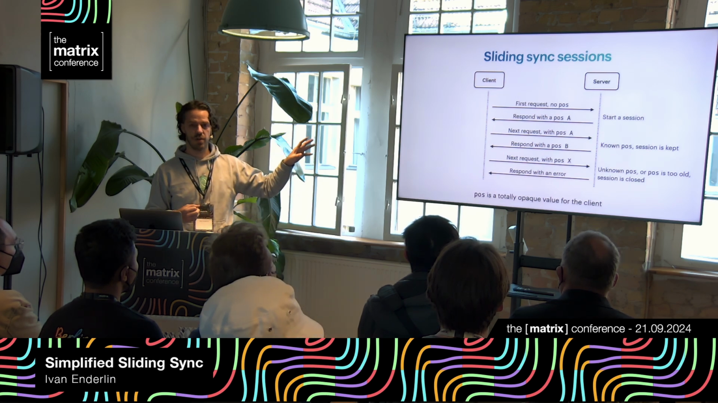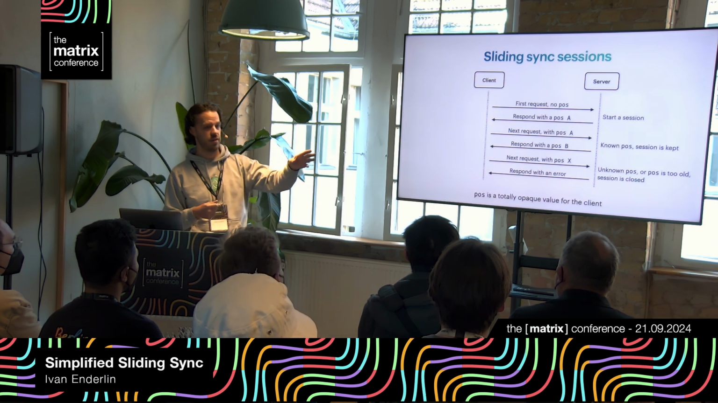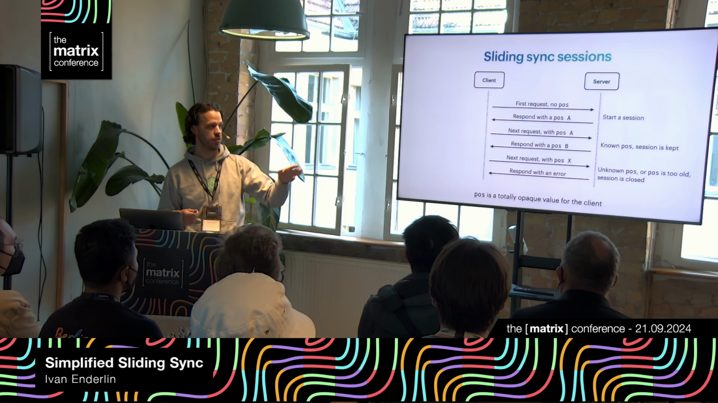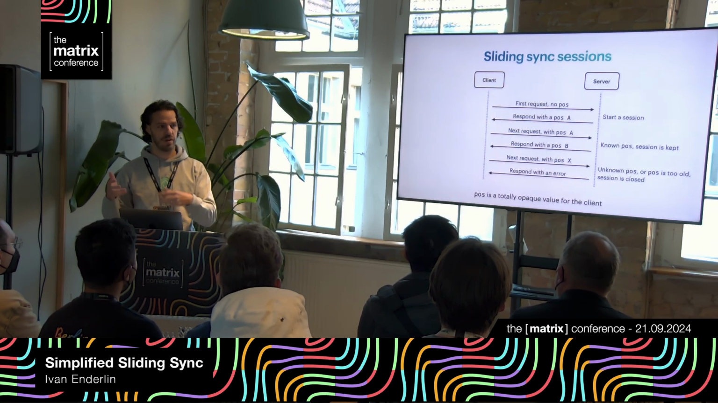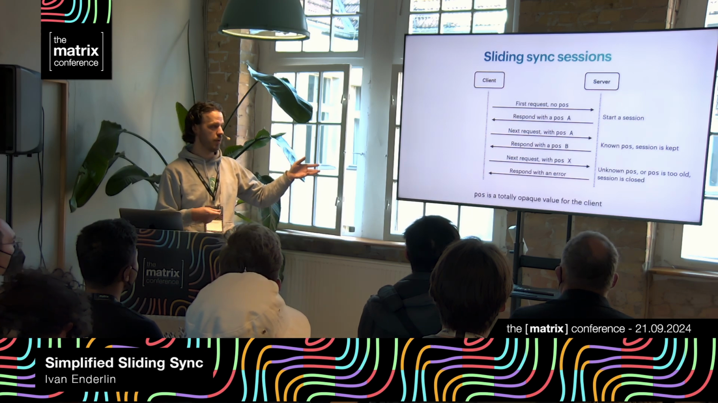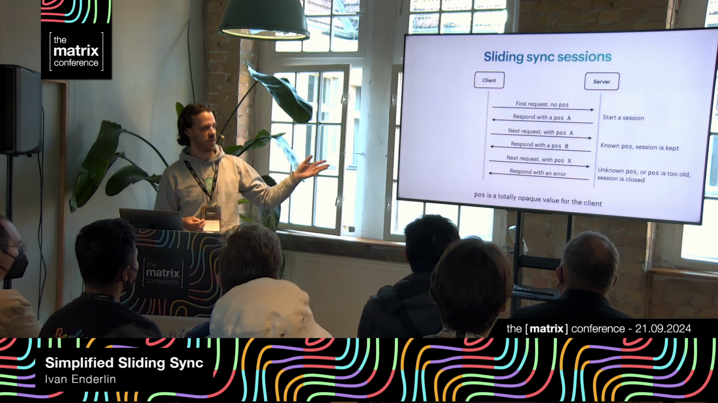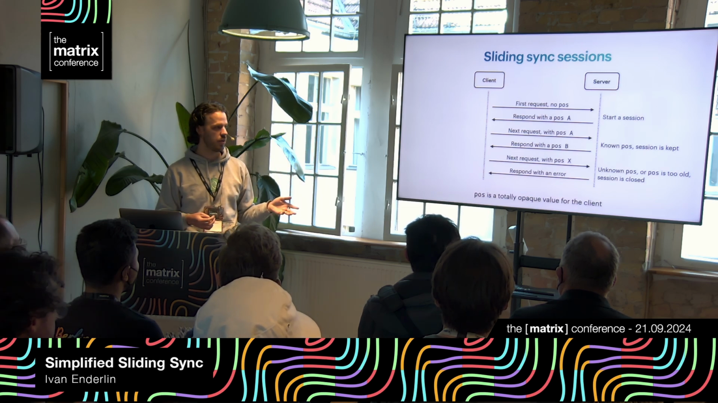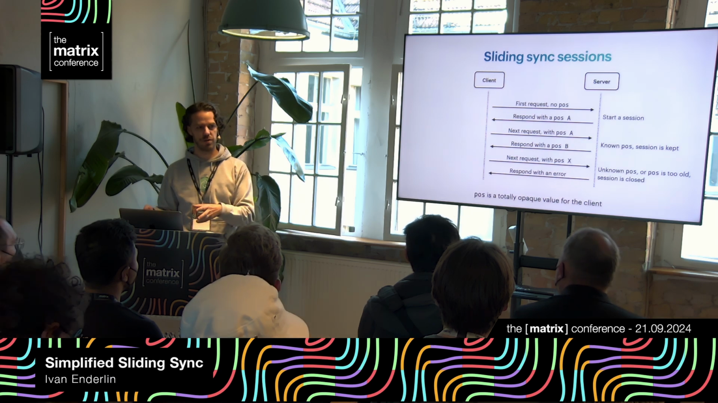This value is totally opaque for the client, so the client has to resend it for the next request. So next request, position A. And the server says, oh, I know this position, so the session is kept alive, and I'm going to maintain this session for you. Then the server responds with maybe the same position or another one. This is opaque, we don't know. But if the client sends a request with an unknown position, the server will say, okay, the position is unknown or too old maybe, so I'm going to close the session.